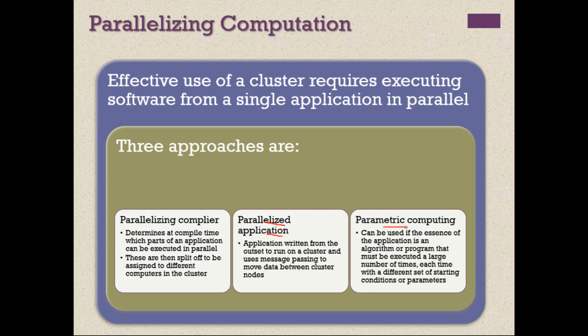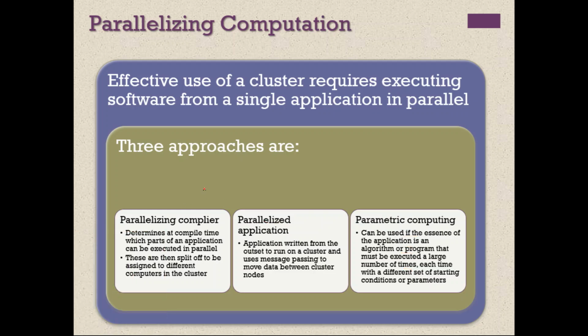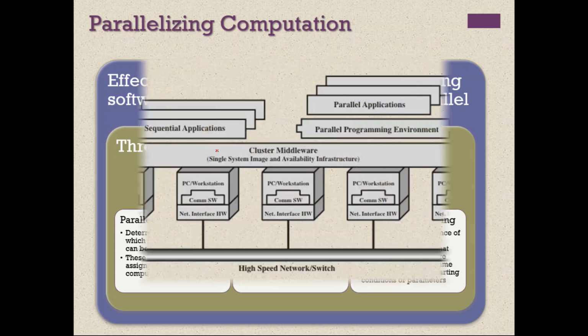The third is parametric computing. In some applications we may want to execute a certain algorithm or a certain code repeatedly, several times, with different parameters. For example, in simulation, the application may be the same, but each time you may run it with different parameters. In such cases, parametric computing can be used. So these are the different ways of parallelizing through the operating system or through software.